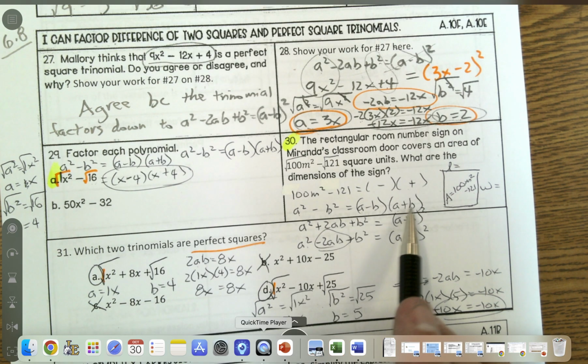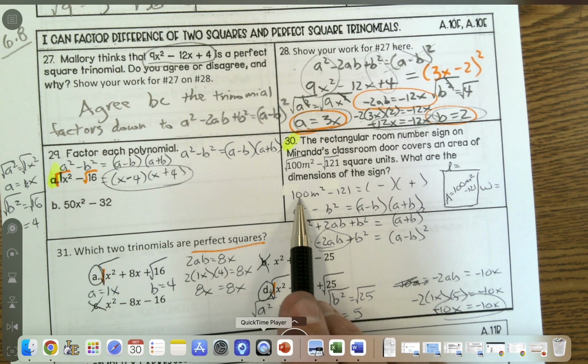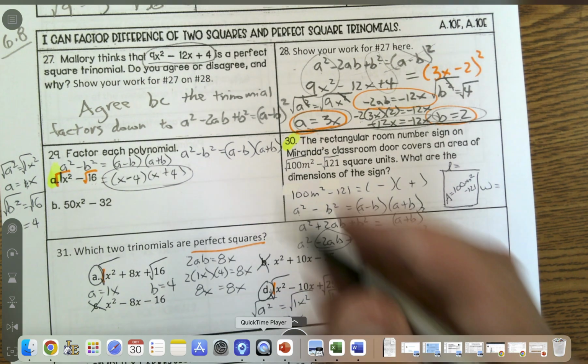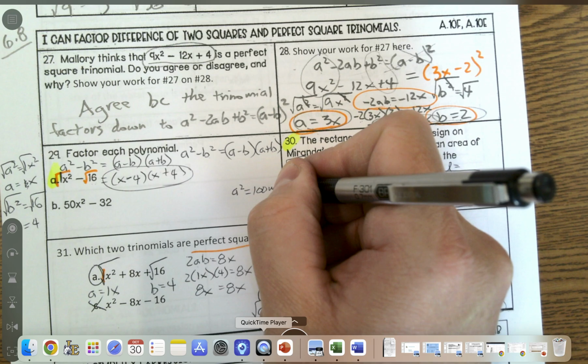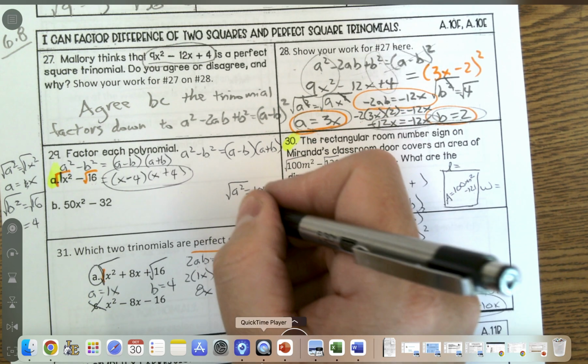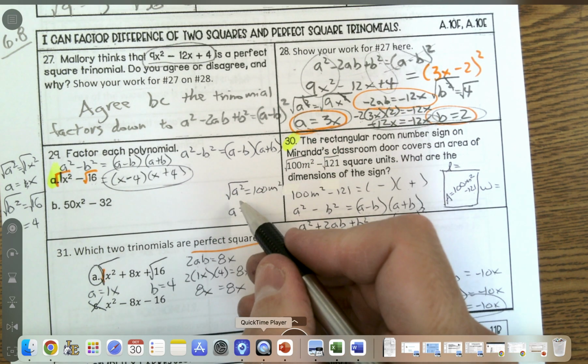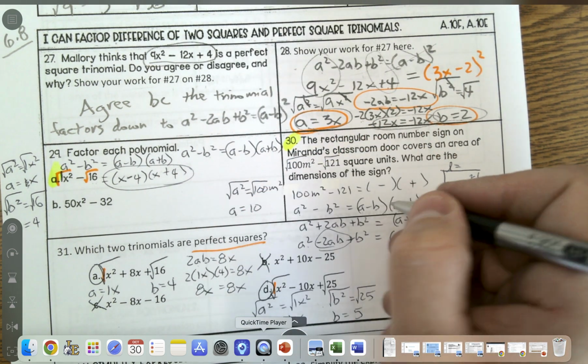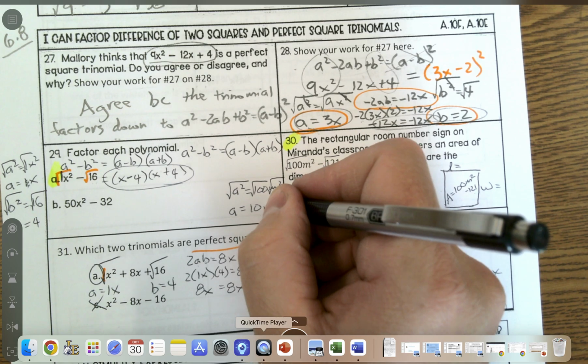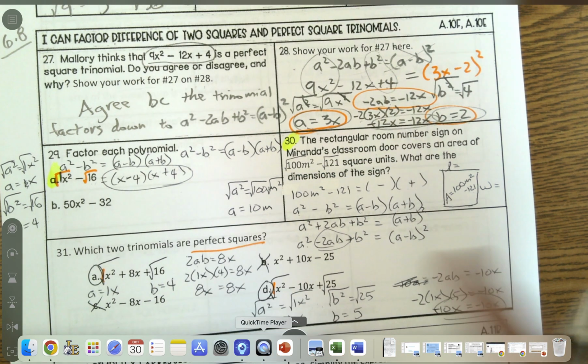So again, 100 is a perfect square. If I set a squared equal to 100m squared, if I square root a squared, that gets me a. If I square root 100, that gets me 10. If I square root m squared, that gets me m. So my a value is just 10m. I'm going to put 10m here.